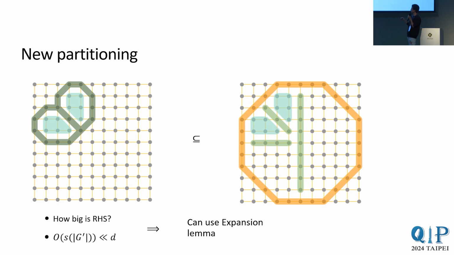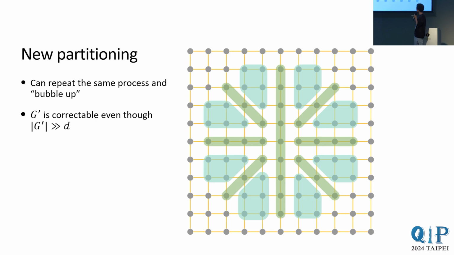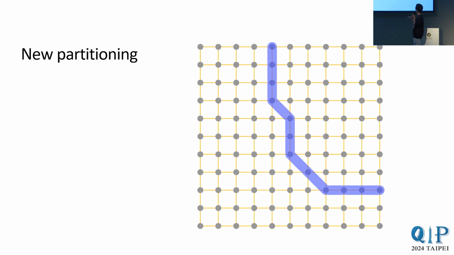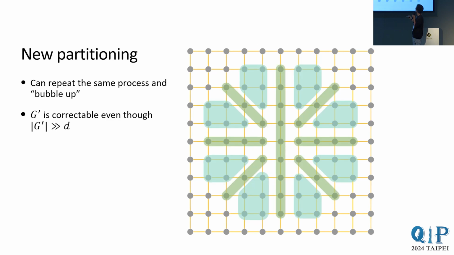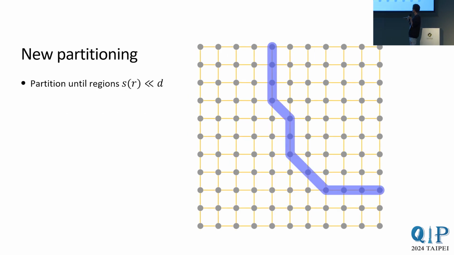And because we required the separator of G prime to be smaller than D, we can use the expansion lemma. Great. Now that we have that, we can bubble up through the graph and show that this is correctable, and then this whole thing is correctable, and same thing on the other side, and then the whole thing is correctable. So you do end up with something that is correctable, even though it is much larger than D.